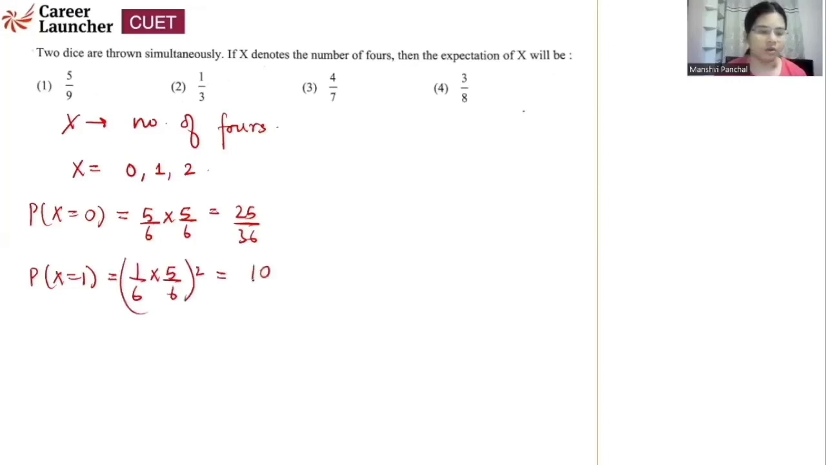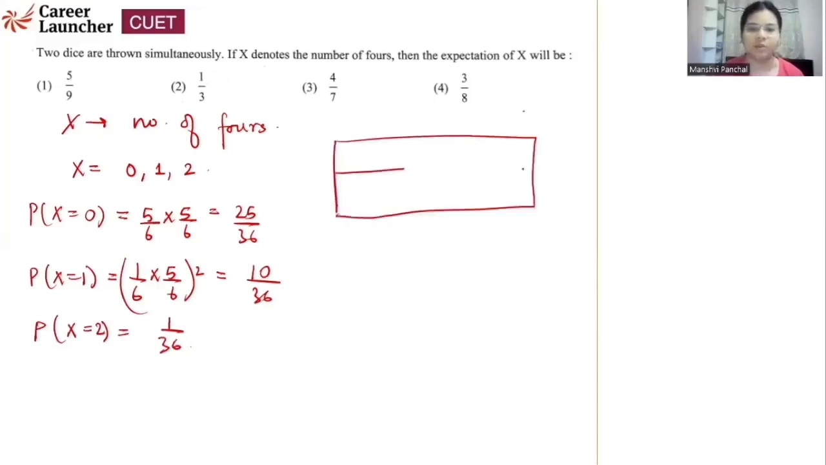So this will be 10 by 36. Then you have P(X = 2), right? So this would be that 4 is on both the dice. So this will be 1 by 36. So for the expectation, if I first draw the random variable distribution, this will be x, p(x): 0, 1, 2. So for 0 it is 25 by 36, 10 by 36, 1 by 36.